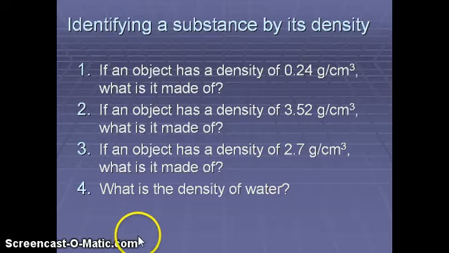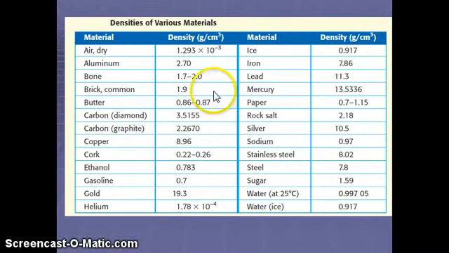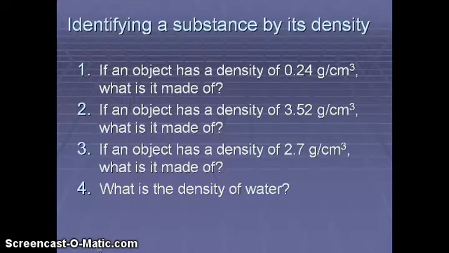So let's see if we can identify these substances by their density. So number one, if an object has a density of 0.24 grams per centimeter cubed, what is it made of? So let's go back to our chart. Remember that number, 0.24. We see the number 0.24 here. So here I see 0.22 to 0.26. So 0.24 would fall within that range. So this first object here must be made out of cork.